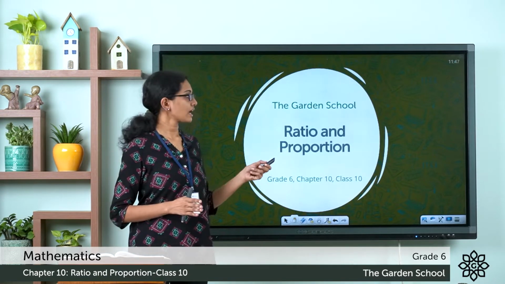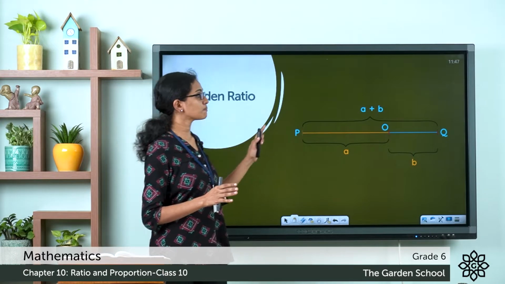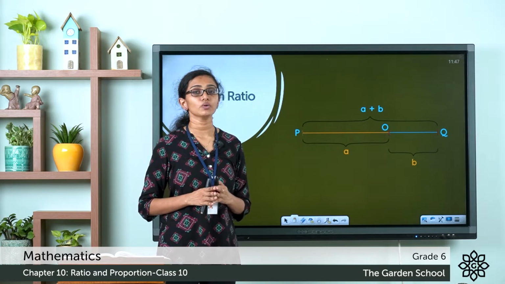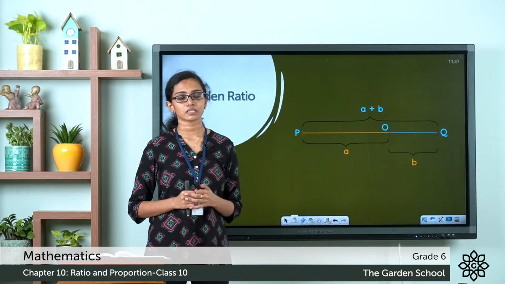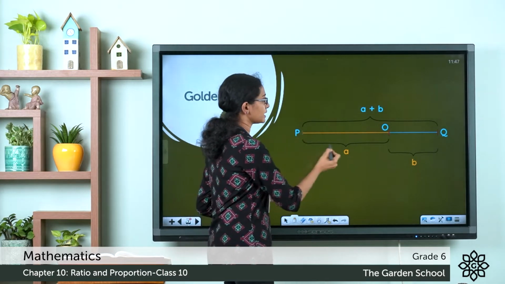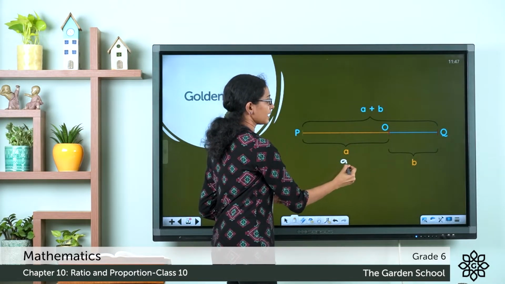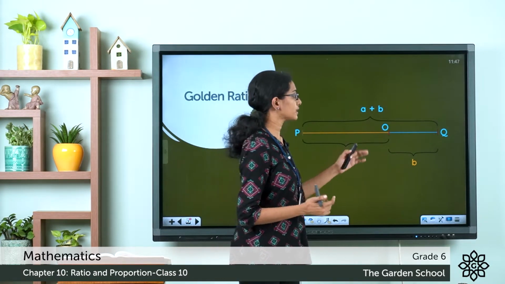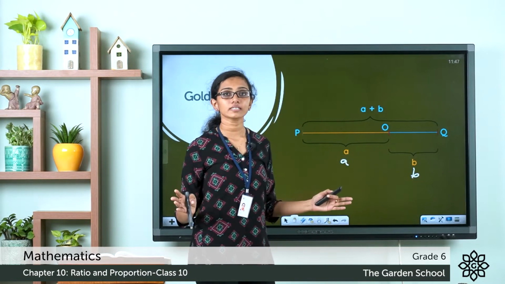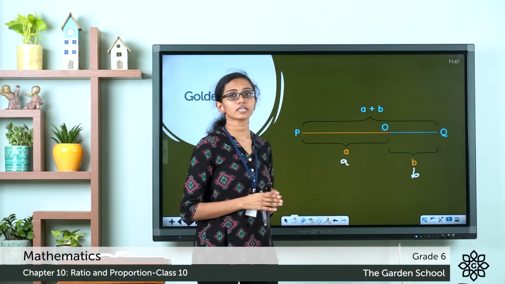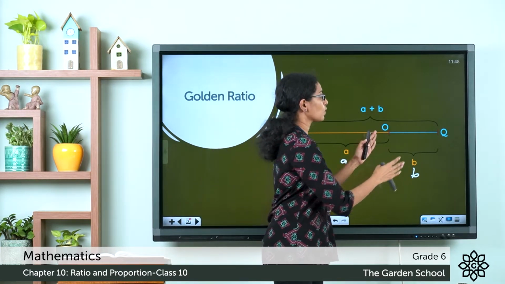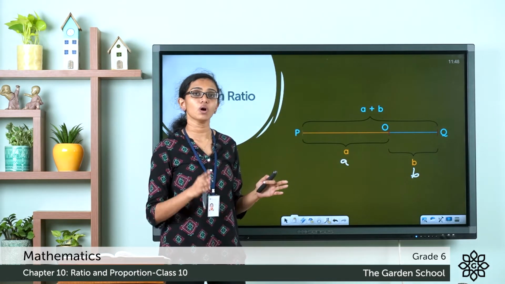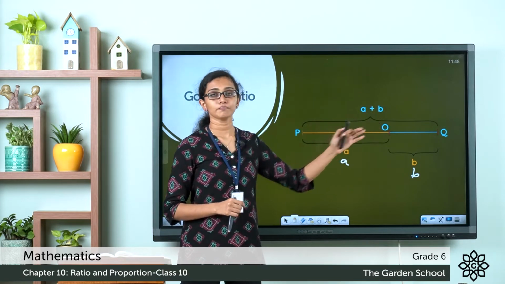To explain that, I have a line segment here, the line segment PQ, and imagine I am dividing it into two unequal line segments. Here I have one line segment PO which has a length of A, and the remaining part of the line segment PQ has a length of B. So I have a longer segment PO with length A, and a shorter segment OQ with length B. Now the total length of the line segment PQ will be equal to A plus B.